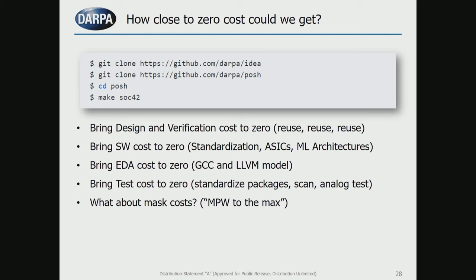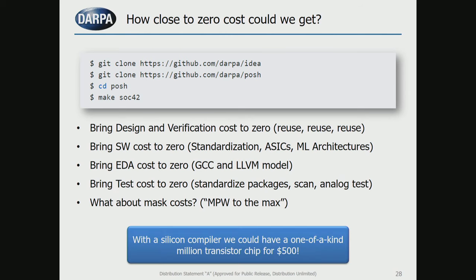But I get the question, what about mask costs? Well, mask costs are high. Let's say $10 million at FinFET. But that's for the full reticle. What if I don't need a lot of units? How much do I have to pay? Well, the reticle is, let's say, 700 square millimeters. So if you want 1 square millimeter, you multiply the reticle cost by your fraction. So it turns out that you can get a million transistors that only exist as a one-time, one-of-a-kind chip, for less than $500 if you do the math. Assuming that the engineering involved with that is zero.